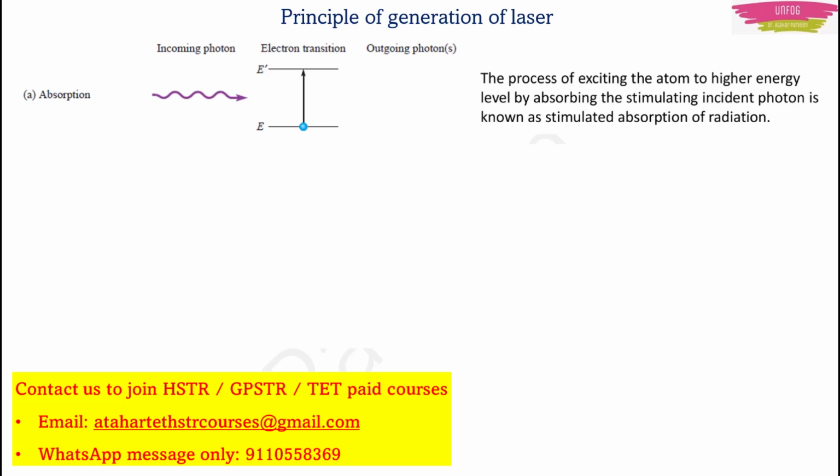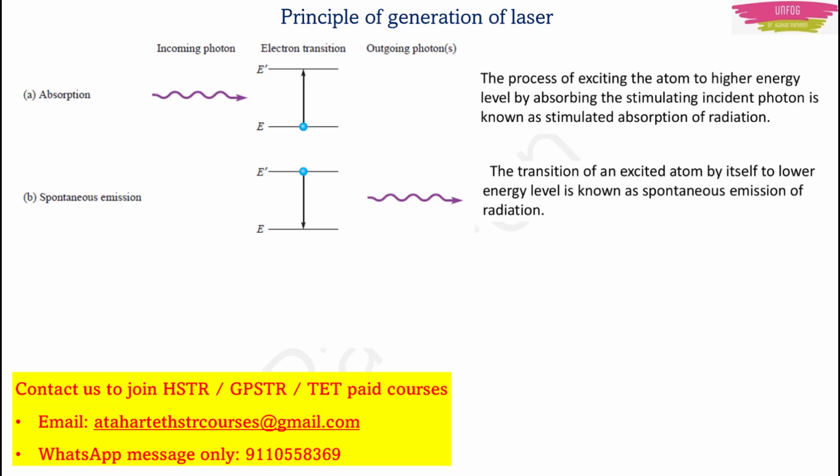Now what is the second way? The second way is that the electron from the excited state can come back to the ground state. At that time, what will it do? It will give back the energy which was there with it. This is known as emission. It is emitting the light, right? This is known as emission.